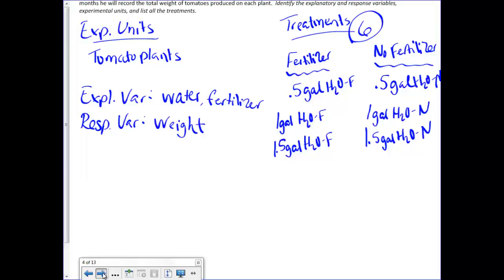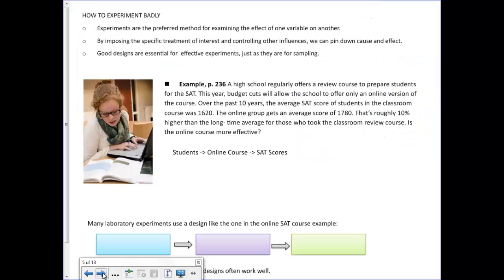Let's keep going. How to experiment badly. So we're going to talk about how to experiment badly, but first there's 3 things that we really need to know about experiments. Experiments are the preferred method for examining the effect of one variable on another. So in other words, to see if there's a relationship between 2 things, to determine cause and effect, we use experiments. By imposing a specific treatment of interest and controlling other influences, so if we can control for those lurking variables as much as possible, we're going to better be able to determine what's causing what in this experiment. And lastly, good designs are essential for effective experiments just as they are for sampling.